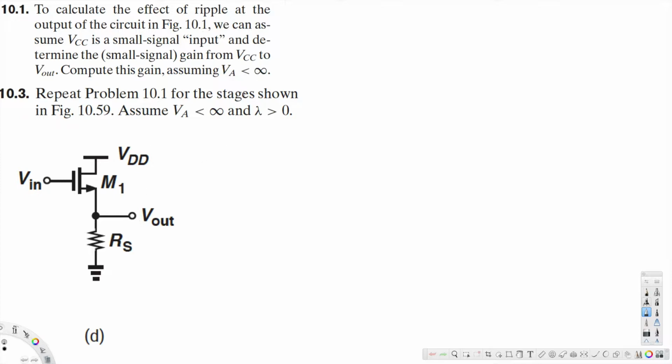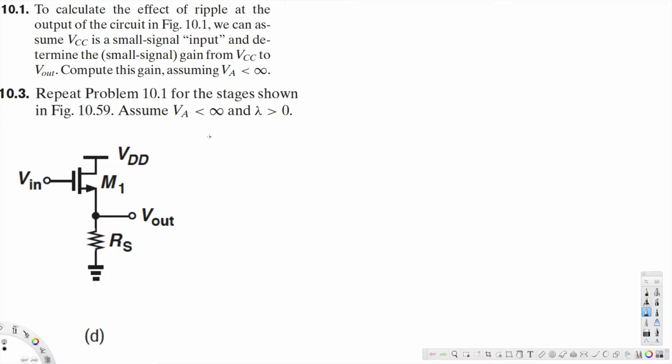Here it's VDD because this is a MOSFET. If it's a BJT, we use VCC. We do this same question for MOSFET and BJT, that's why we have VCC right here, but for this one it's VDD. Okay, now let's go ahead and continue.